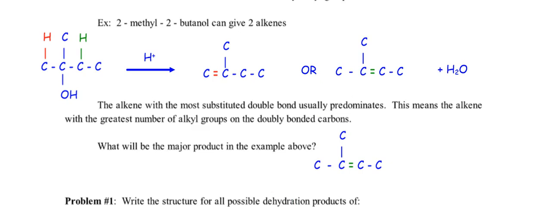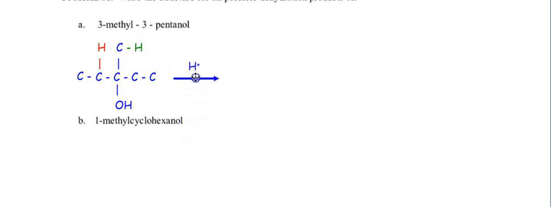Let's try the next one. Do me a favor, will you write out 3-methyl-3-pentanol? Go ahead and draw that right now. Okay, this is what I came up with. And notice I have some of the hydrogens labeled. Why do you think that is? Well, it's going to make a difference on where the double bond is, all right? Why is it going to make a difference?